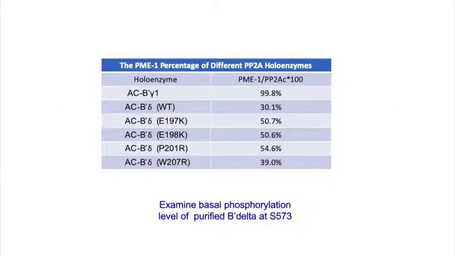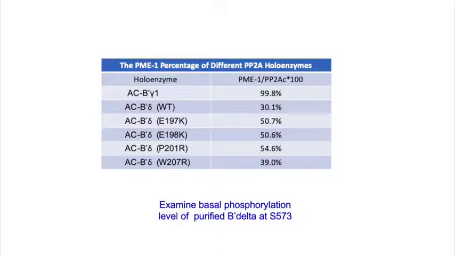But by quantification, for B prime gamma 1, we see like 100% stoichiometry between PME1 and PP2AC, and the B prime delta whole wild type is reduced to around 30%, and there's some increase by the mutation. So they are higher, but not really completely comparable to B prime gamma 1.